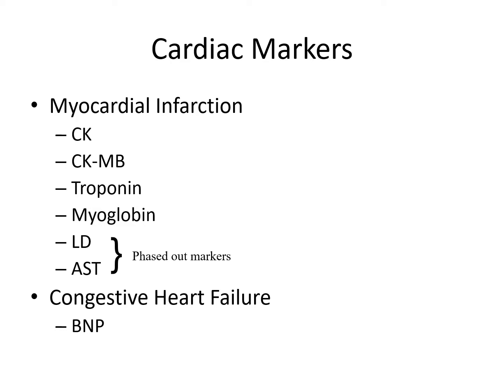Another cardiac marker, and this is currently the most commonly used cardiac marker to identify acute conditions like AMI, is troponin. And I'll cover troponin in more detail in a minute. Myoglobin is another cardiac marker. It's actually not specific for the heart, but it can be used quite successfully for helping to identify AMI patients.